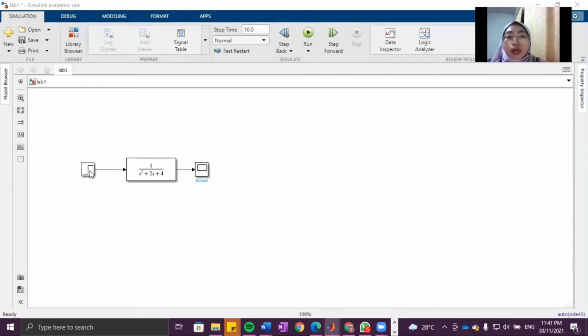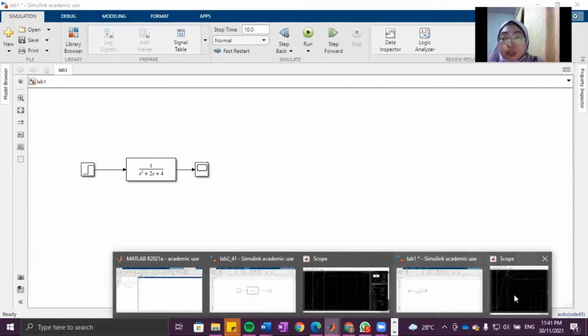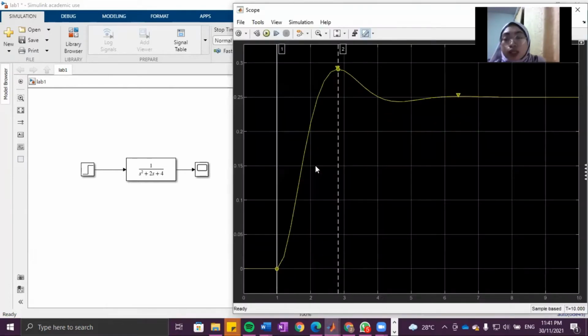Each of these blocks has parameters we can change if we want. I already changed the parameters of the transfer function based on the questions. After we design this transfer function, we can run the program to see the output. I already did, so here is the output.